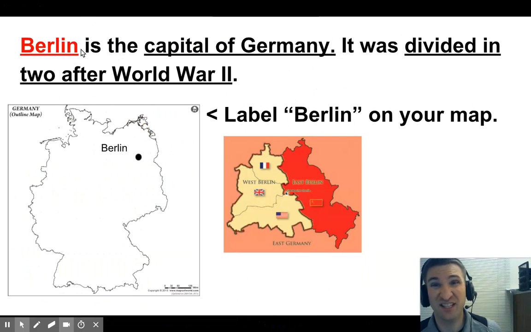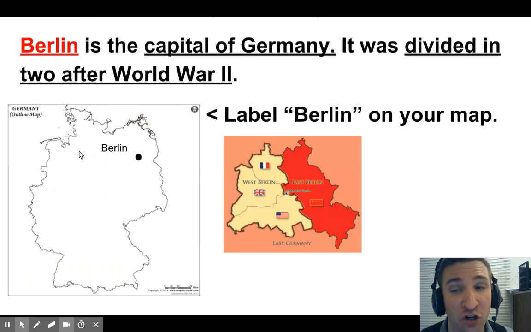And Berlin is the capital of Germany. It was divided in 2 after World War II. Please label Berlin, put a dot on your blank map of Germany and label it Berlin. And West and East Berlin were also divided, as I said, and this is how they were divided.